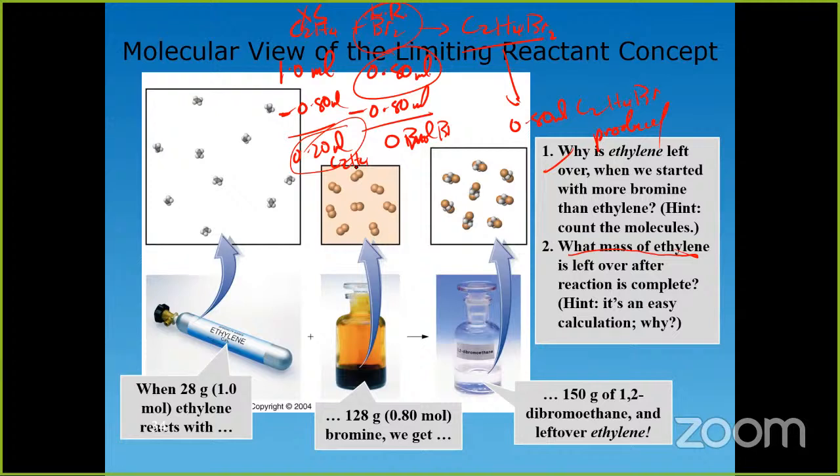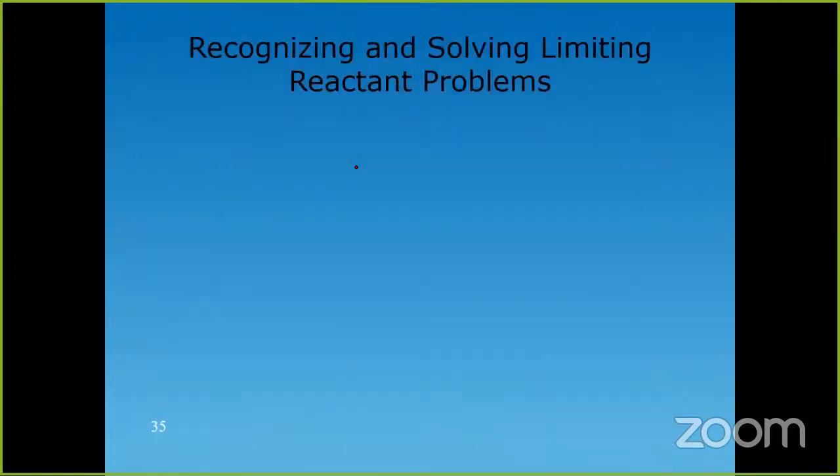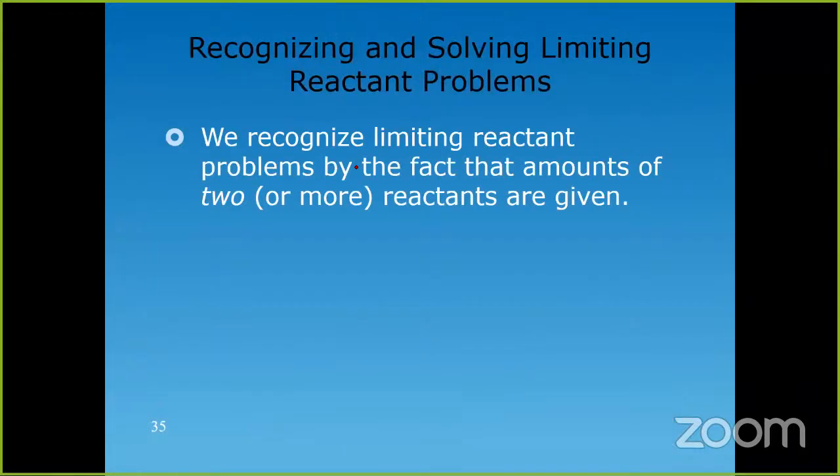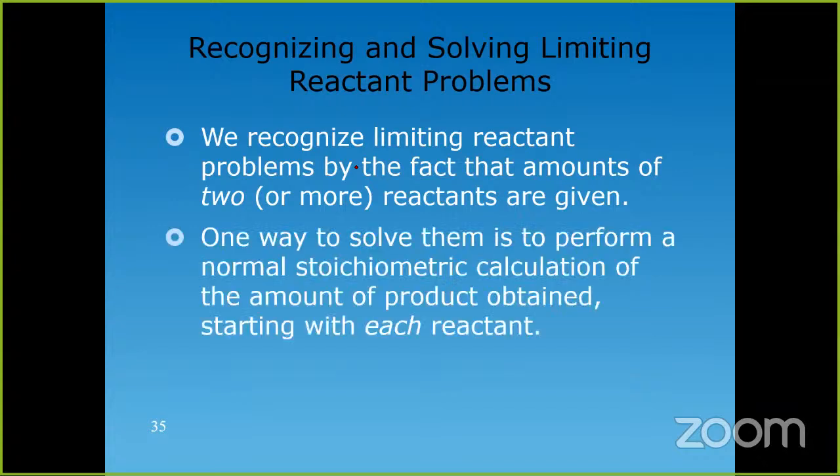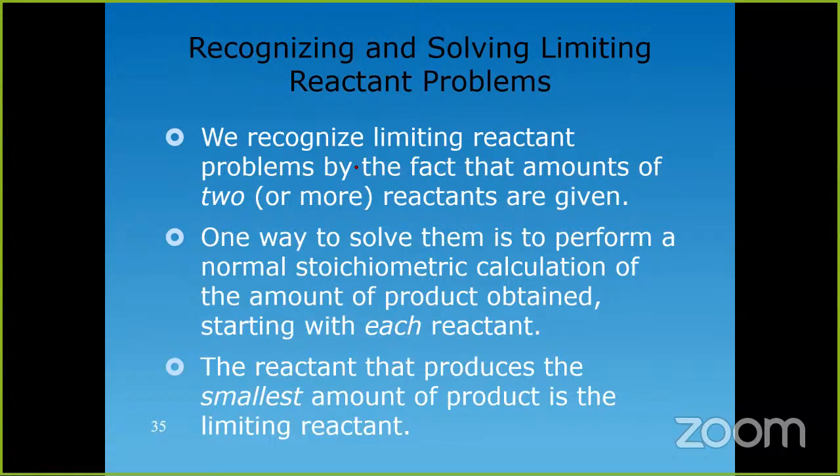All right. So when it comes to solving limiting reactant problems, remember these are problems where you have at least 2 reactants involved, right? If there's only 1 reactant, then that reactant would be the limiting reactant. But in the case of other reactions where you have 2 or more reactants, you have the problem of determining the limiting reactants, right? One way to solve them is to perform a normal stoichiometric calculation of the amount of product obtained starting with each reactant. And then, based on what your calculation gives, the one that produces the smallest amount of product is the limiting reactant.